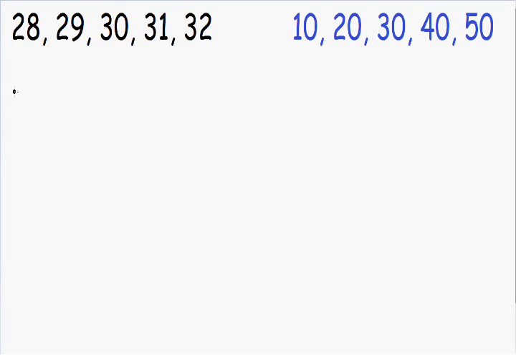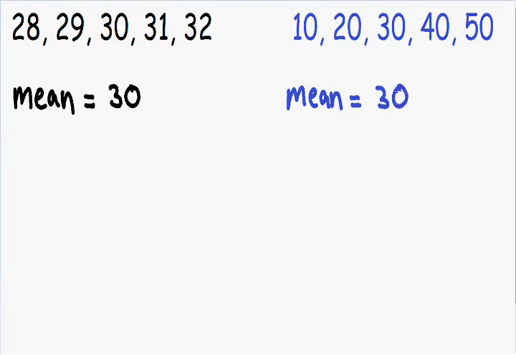If we took the average or the mean of this data set and we added all of these numbers together and then we divided by 5, we would get an average of 30. And most of you probably could do that just by looking at it. And if we took a look at the data set in blue on the right, we have 10, 20, 30, 40, 50. If we took the average or the mean of this data set and we added all these numbers together, divided by 5, we also have a mean of 30. So if we just looked at the mean of both of these data sets, we would think that they're exactly the same because they both have an average of 30.